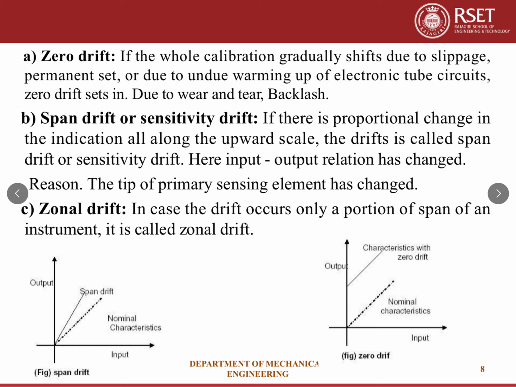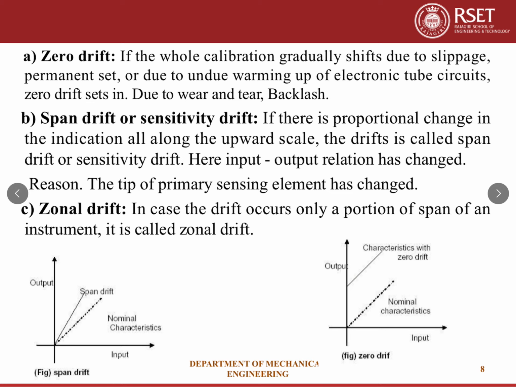Here in this graph, we can see the input-output plot. Here we have a linear relationship. This is the normal characteristic without any drift: for zero input, zero output. But this is the characteristic with zero drift. When we have zero input, we have a particular value of output, say 5 volt. But when we look at the slope of this curve and the slope of that curve, it will be the same. That means there is no change in the input-output relationship due to zero drift.